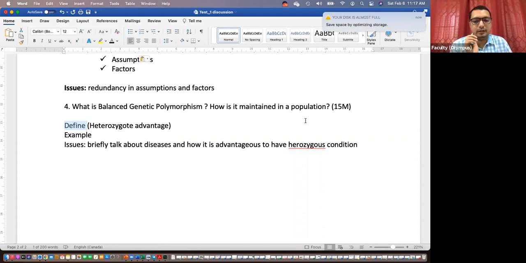What percentage of increase have you noticed? Mention the statistics. Show the overlap in the populations. Describe that this is how it is maintained, because of the usefulness of the heterozygous condition over either of the other conditions. So your explanation should follow this order. Then you are able to do justice to how it is maintained in a given population.